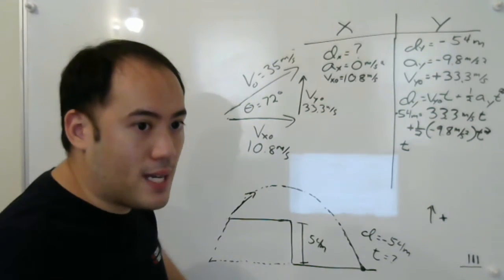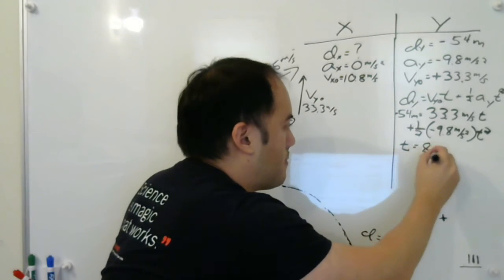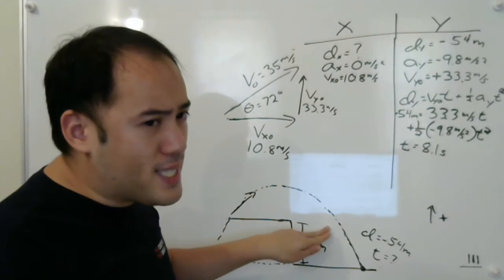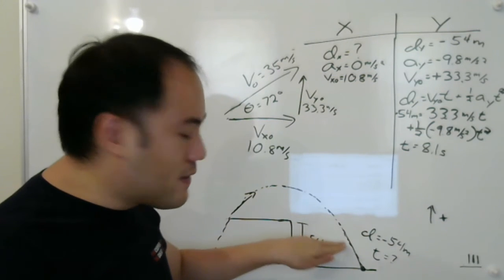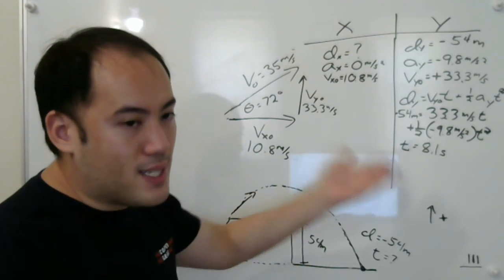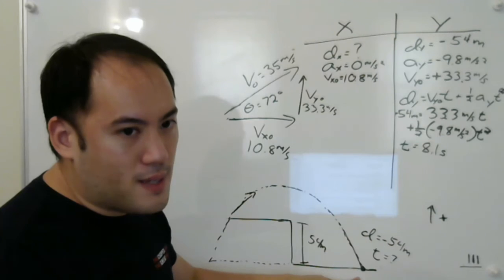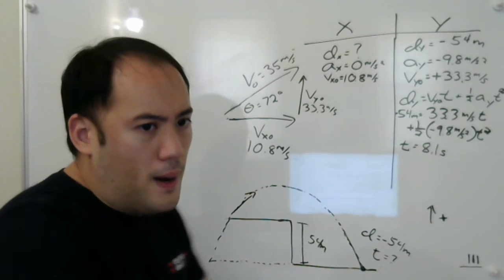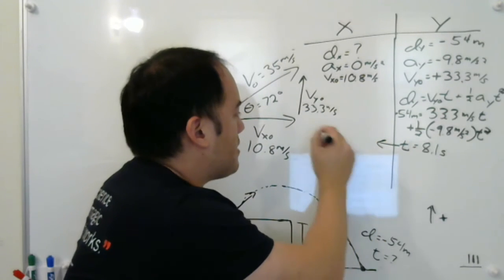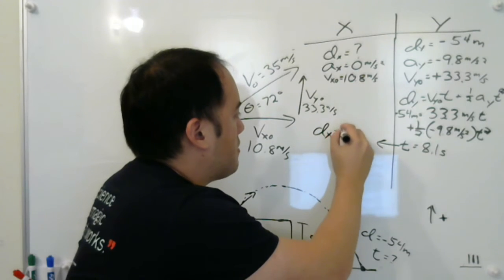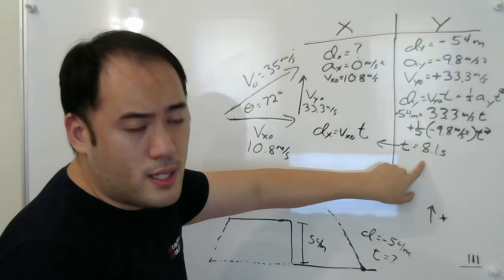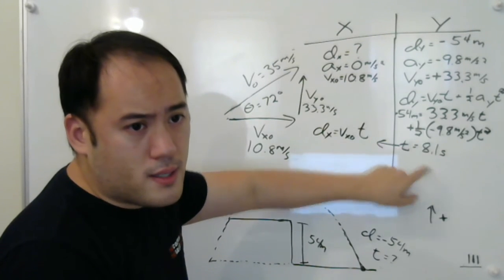I believe the time comes out to 8.1 seconds. And that makes sense. When it landed on the same height, we got a time of 6.8 seconds. But if it still falls even further than that in this new problem, our time is 8.1 seconds. That's more than 6.8. It does make sense it takes longer to reach the ground. So now we've got time. It's pretty straightforward to just find dx, just like before. It's vx naught t: 10.8 times 8.1 is 88 meters.